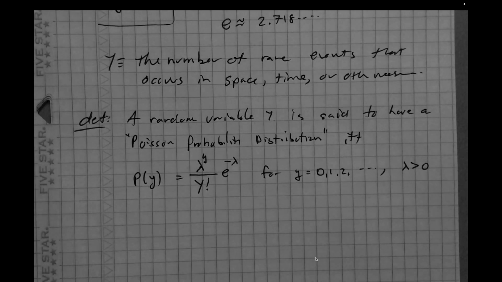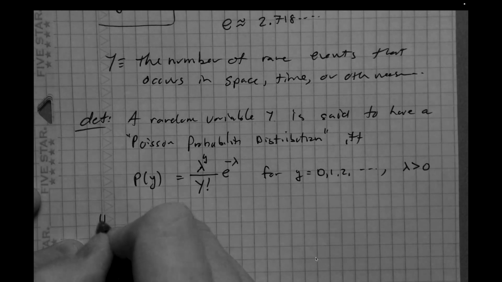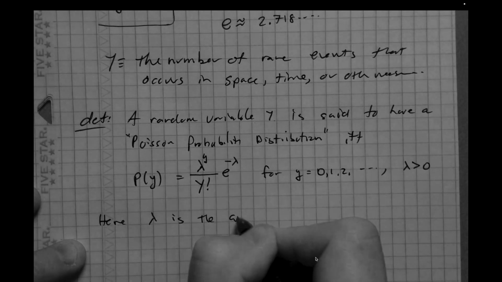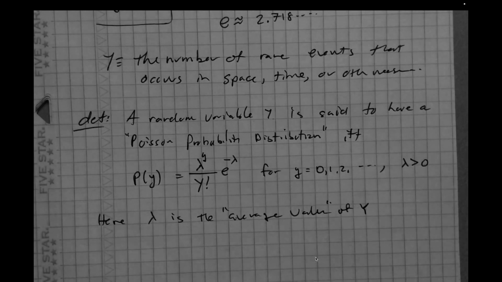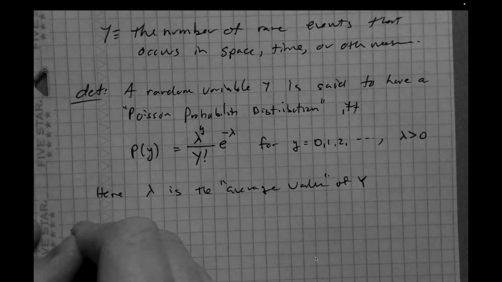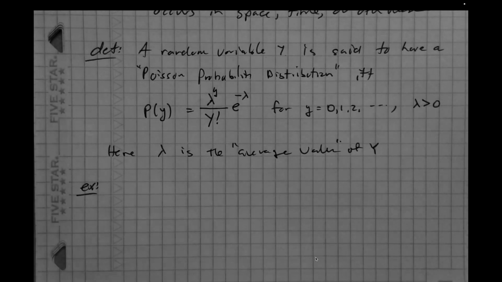Okay. Now you could think of lambda as the parameter of the Poisson distribution. It really is the average value of y. So for example, with auto accidents at the intersection, maybe your average number of accidents per month is 10 or 5. Then you would set lambda equal to that value. Okay, and let's work on that example that we started with.